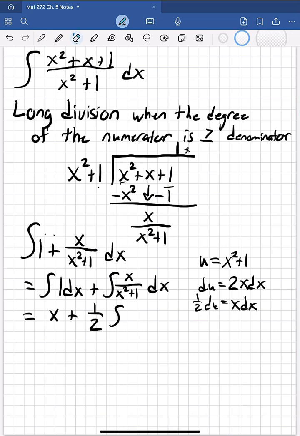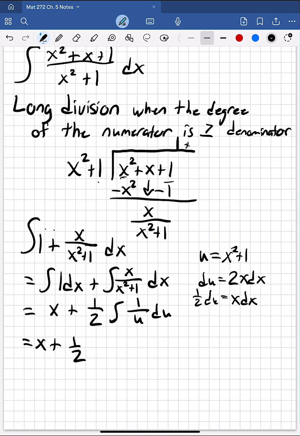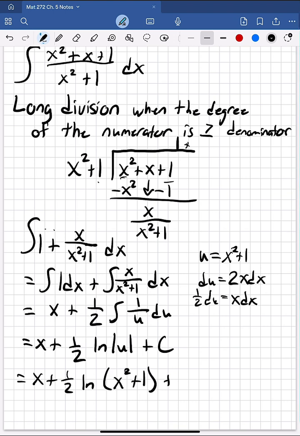Oh, this is me doing the integral, sorry. There we go. So I have 1/2 times 1 over u du. Well, I do the integral of that, and I can say this is 1/2 the natural log of u plus c, and u is x squared plus 1. So I can say this is x plus 1/2 the natural log of x squared plus 1 plus c.